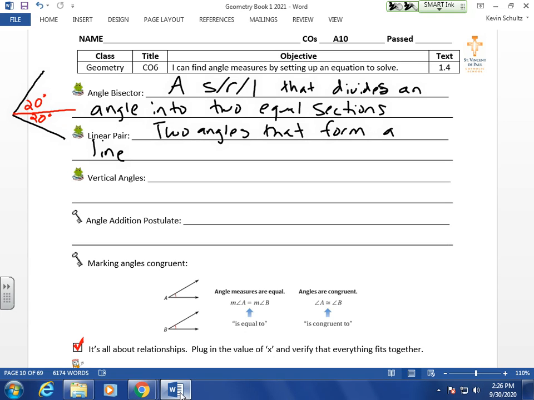Here's an example. And because they form a line, angle 1 and angle 2 here, what do we know about their measures? Exactly. Okay, and the two angles will sum to 180 degrees.